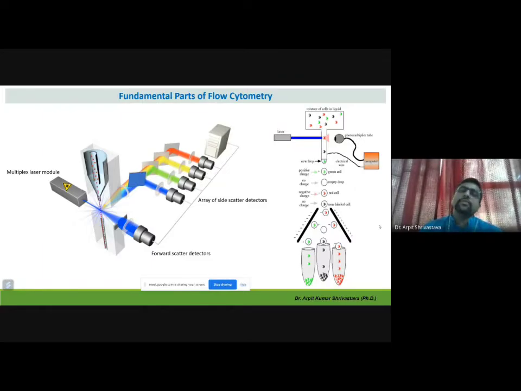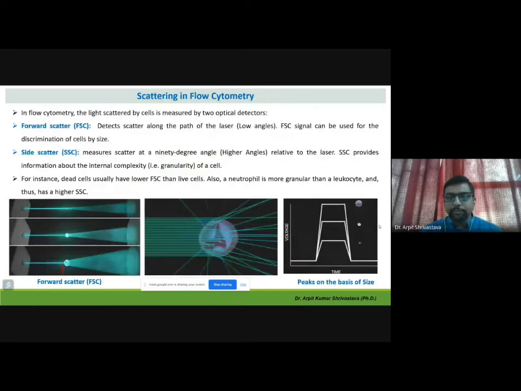But initially, when flow cytometry started in the early 1970s and 80s, it was a very simple form. In the modern world, it is very complicated because it can serve multiple purposes within a few hours or a few minutes. So it helps us in our research and development.